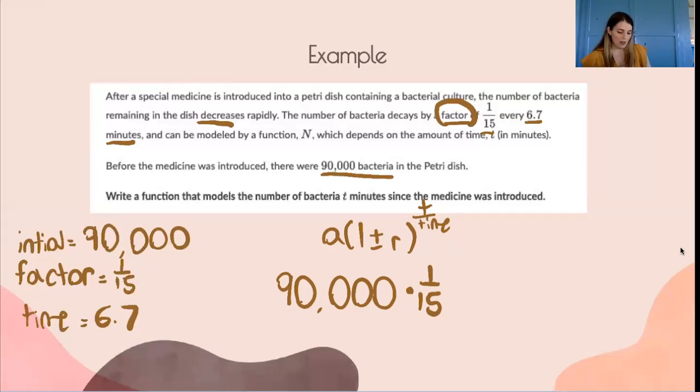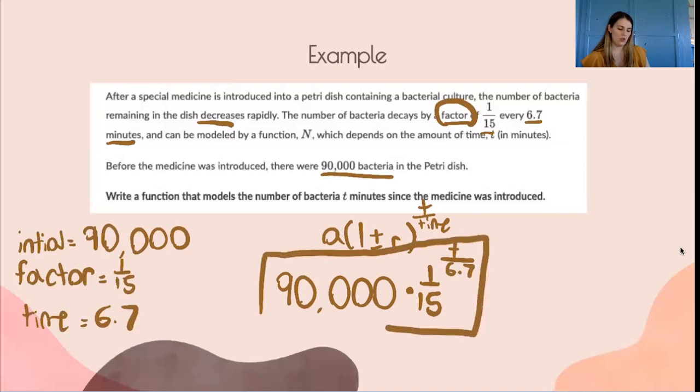Then our exponent is T over, that T always stays the same. That's the value that will be replaced. Our weird interval, which is 6.7. And this is your model. You can plug this in, you can solve it for however many bacteria are going to be left over whatever amount of time.